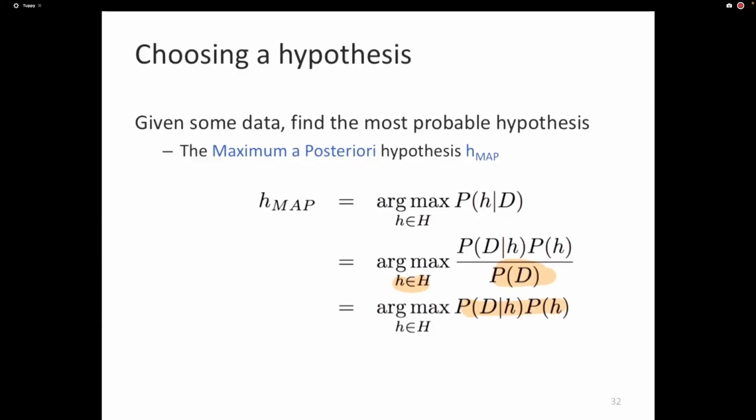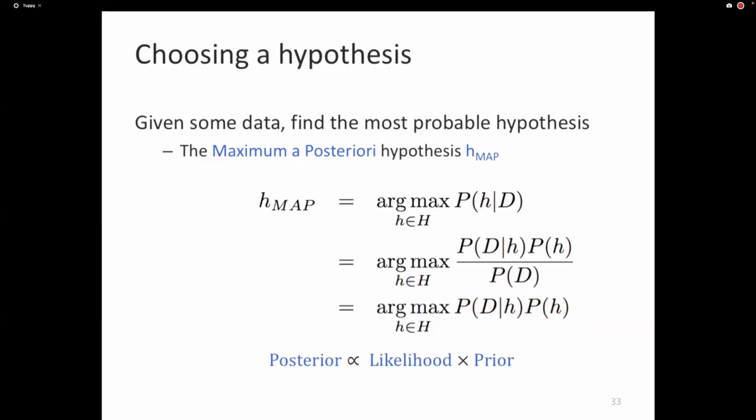Just to remind you, P of D given H is called the likelihood, and P of H is called the prior. So MAP learning simply requires us to find the hypothesis H that maximizes the product of the likelihood and the prior. The likelihood is the likelihood of the data given the hypothesis. The prior is the prior probability of the hypothesis.